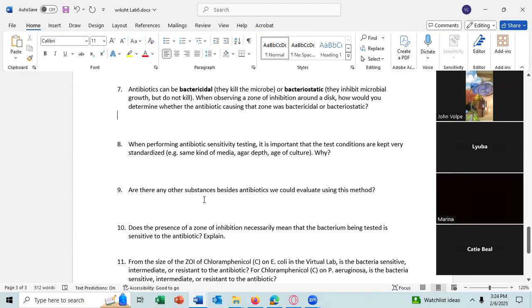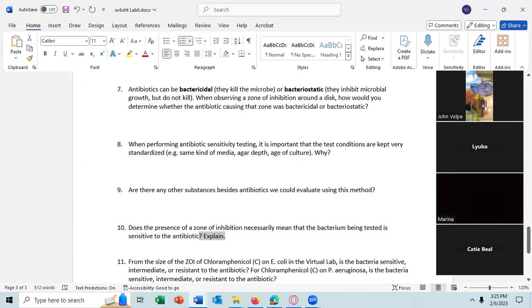9. Are there any other substances besides antibiotics we could evaluate using the Kirby-Bauer diffusion method? And then name one. It's not stated name one, but at least give one substance you can use the Kirby-Bauer diffusion method on besides antibiotics. Obviously, if you say penicillin G, it's not going to be correct. Besides antibiotics. 10. Does the presence of the zone of inhibition necessarily mean the bacteria being tested is sensitive to that antibiotic? Explain your answer.